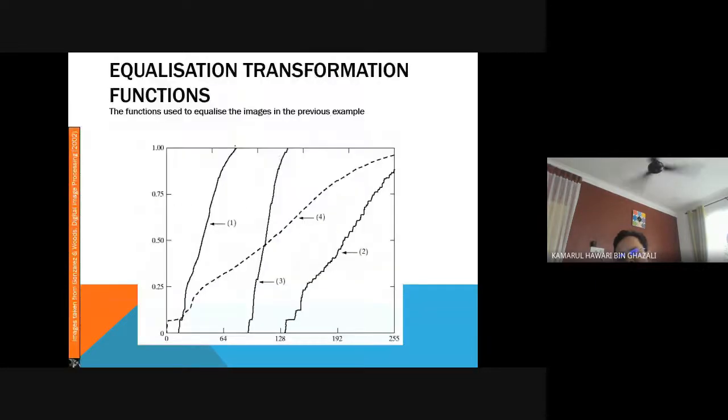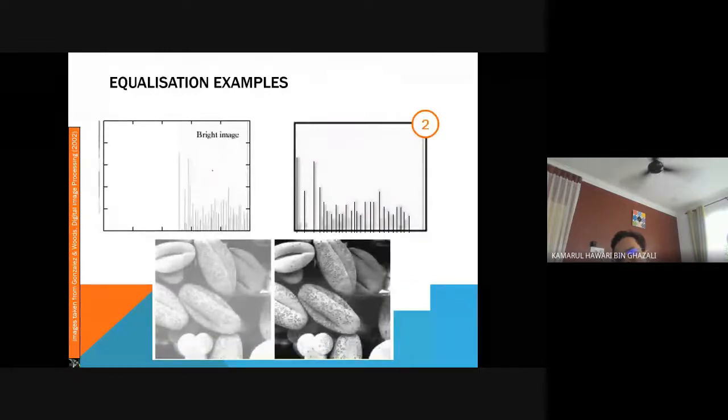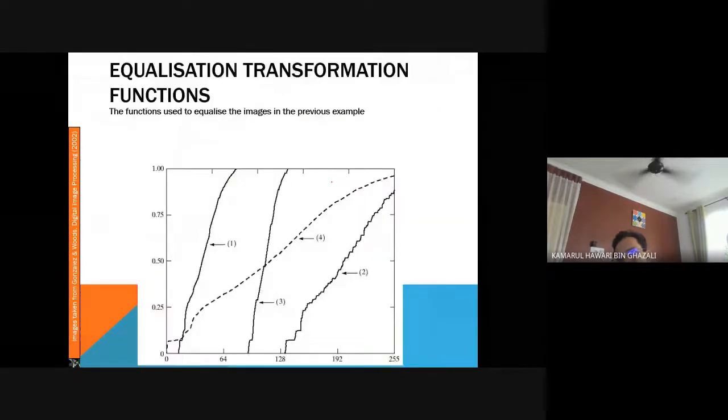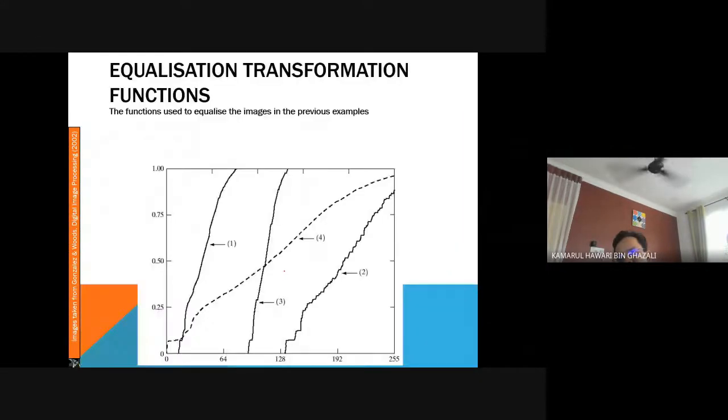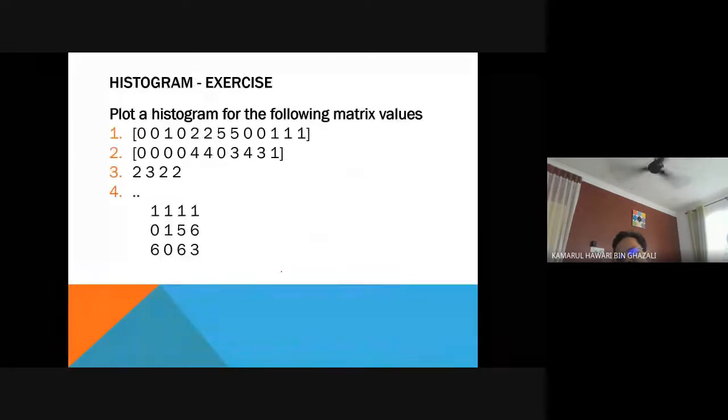So please look at this slide and try to understand histogram equalization. If you want to perform image processing, it is all done by software. We are not doing it manually, but it is important to understand the mathematics. That is how it works. This is the equalization transformation. There are many ways we can use this formula. Bright image, equalize, and you get a nice image.